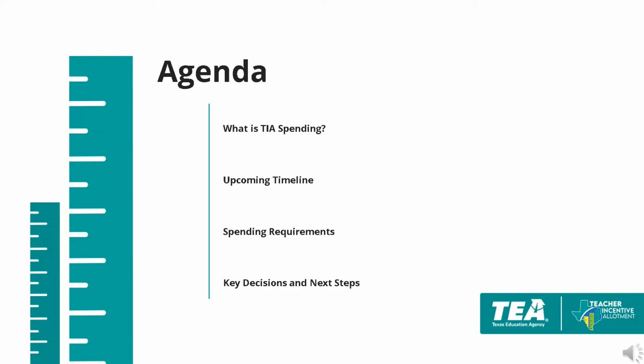Aligned with those objectives, we will be going through the following items on our agenda. First, what is TIA spending? Second, upcoming timelines. Third, spending requirements. And finally, key decisions and next steps.